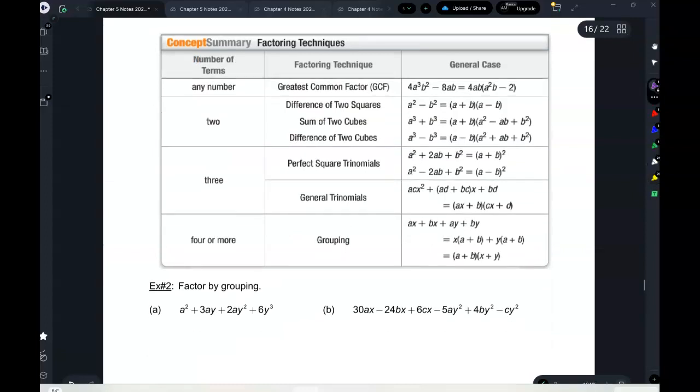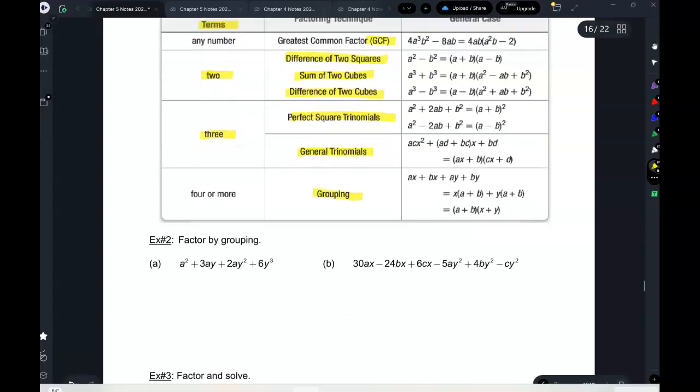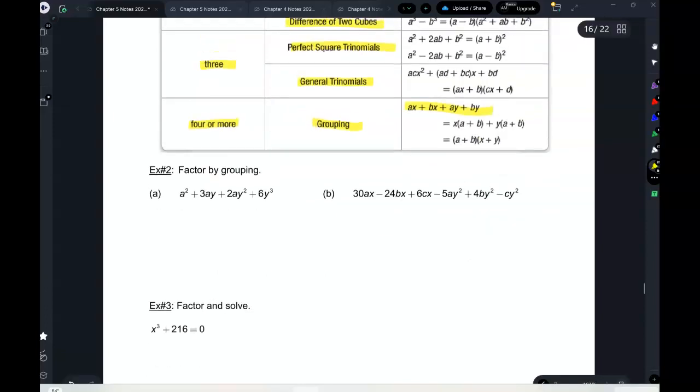So here, let's just summarize all of the different ways to factor something. You can always factor out a GCF from any number of terms, right? Now, suppose you have two terms, a binomial. The special patterns are difference of two squares, sum of two cubes, difference of two cubes. If you have three terms, you can have perfect square trinomial or general trinomial. Or there is always the grouping option if you have 4 or more terms. All right? Okay, so why don't we take care of this one?